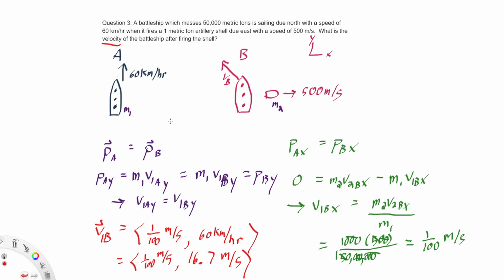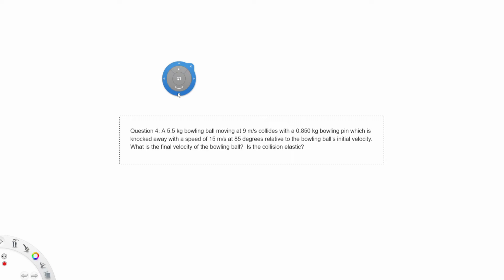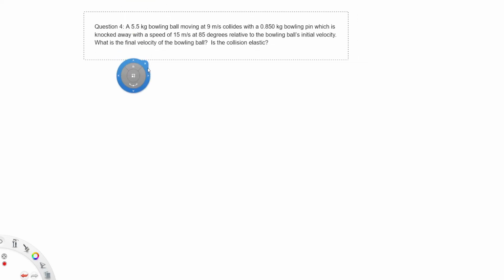Any other questions or comments here? Question 4. We're bowling. I saw some actually pretty excellent diagrams. At least a few people drew in all 9 pins and a bowler on the far end. I was particularly tickled by that.